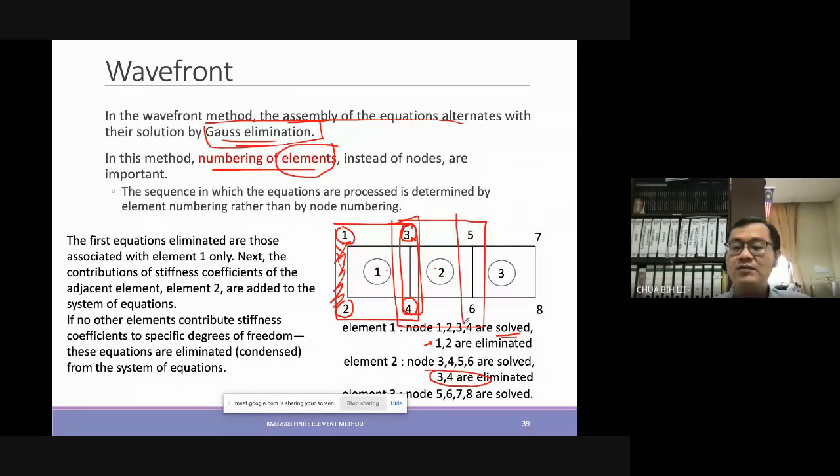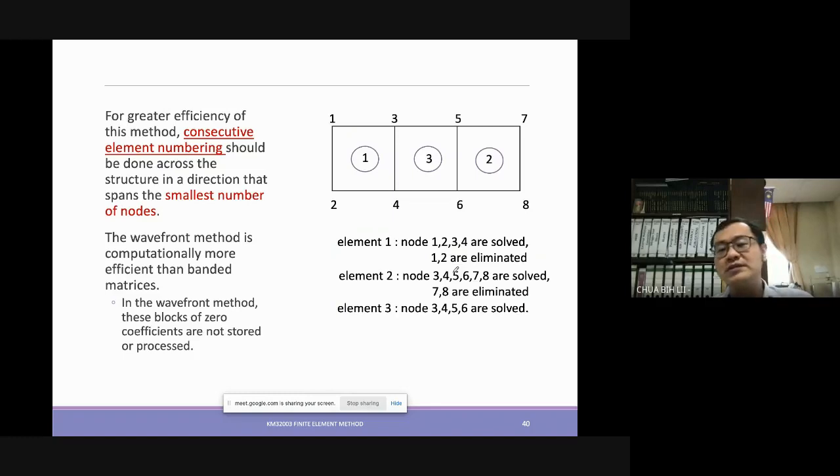Then the same thing when we repeat for element number 3: node 5, 6 can be solved, followed by 7, 8, right? So you can see that each node may represent 2 equations. So the number of nodes involved is only a maximum of 4 by using this sequence. What if we don't use the sequence?